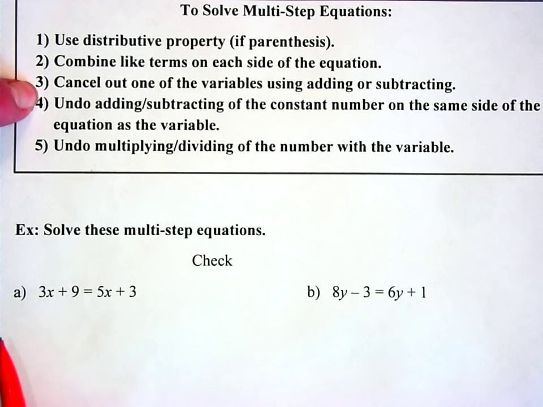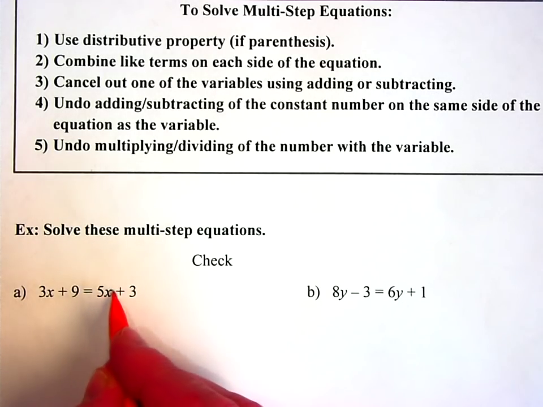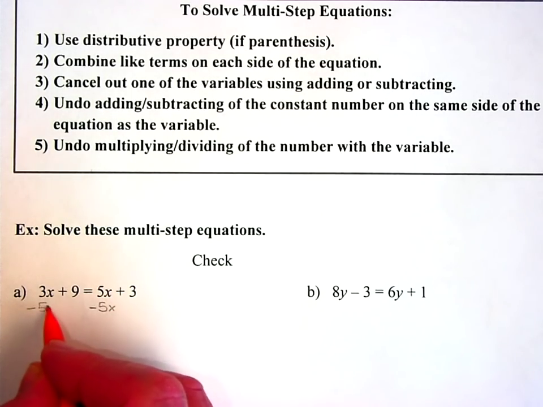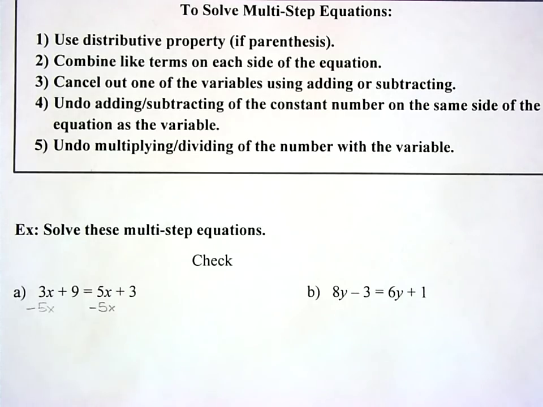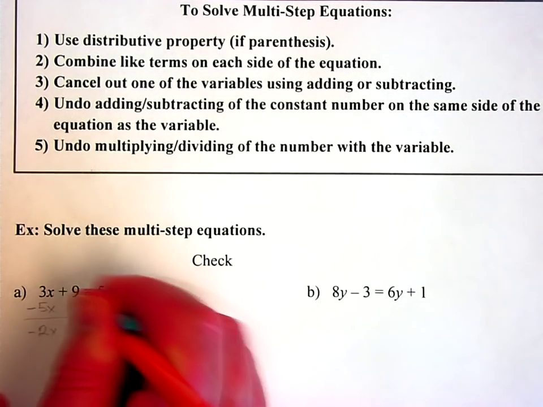Third thing, we need to cancel out one of the variables using adding or subtracting, which means if we have a variable on both sides of the equal sign, we have to cancel one. And we can cancel either one of them. For example, I could decide to cancel 5x, which means I need to subtract 5x, and then subtract 5x on the other side, because whatever I do to one side, I do to the other side. But notice, if I do that, I will end up here with negative 2x. Now, I could do that. By all means, that's not a mistake at all.